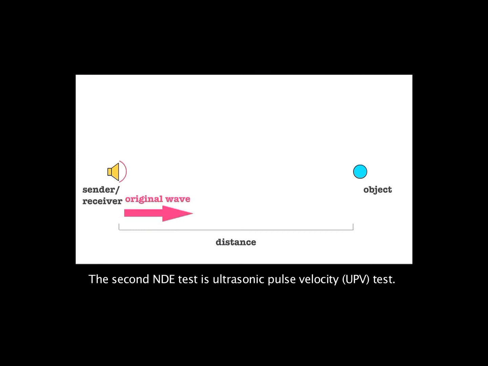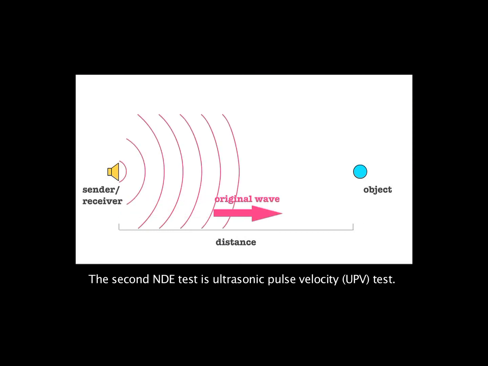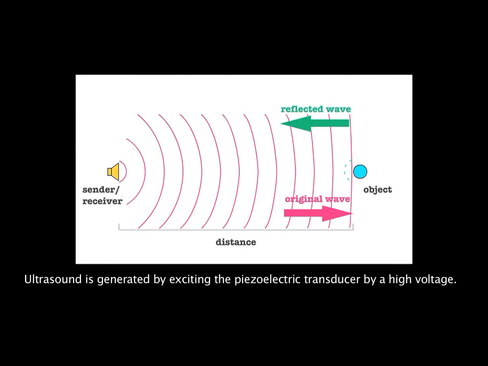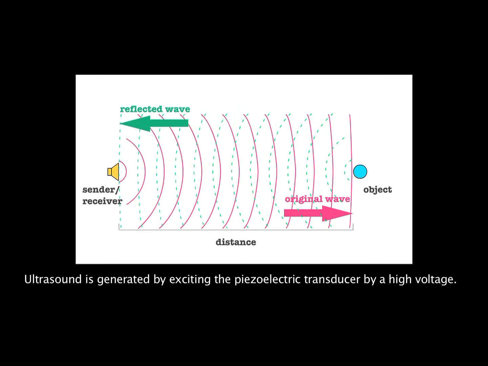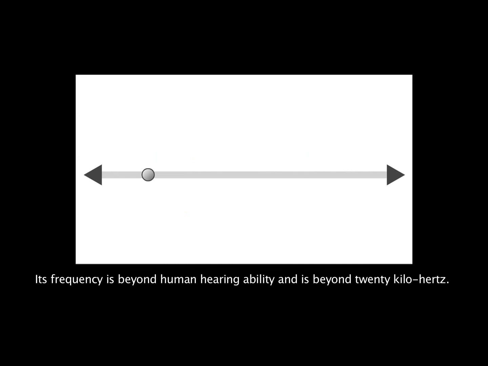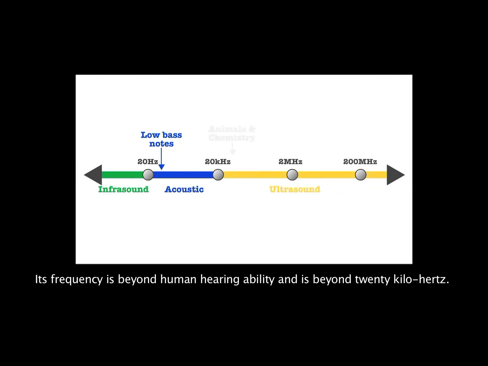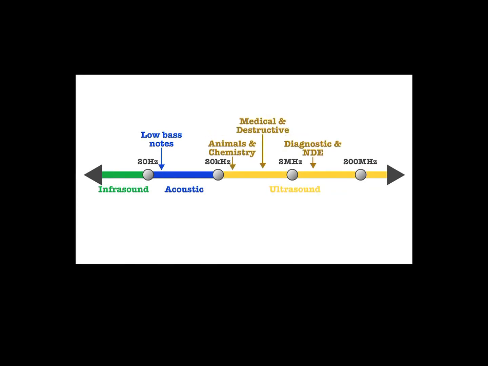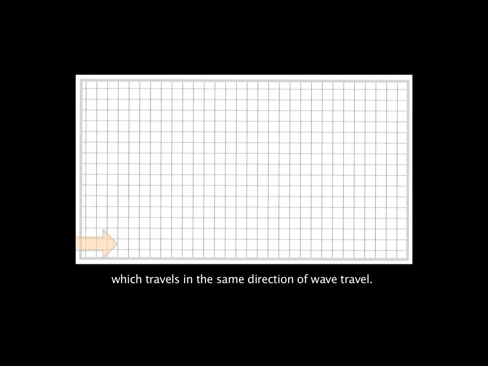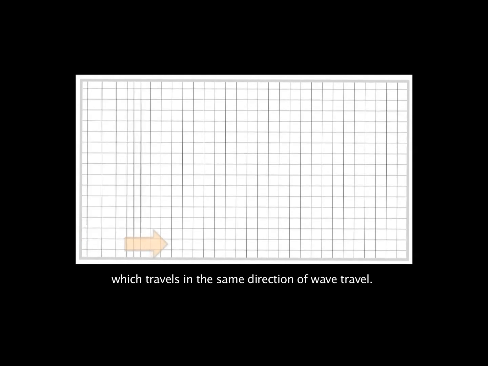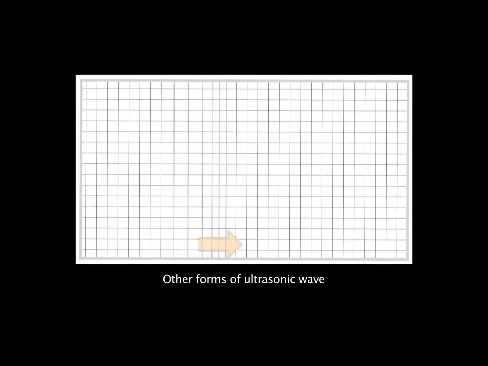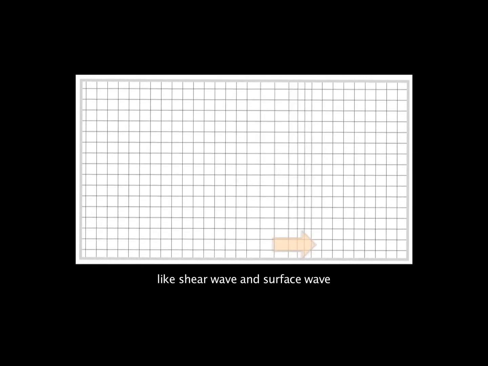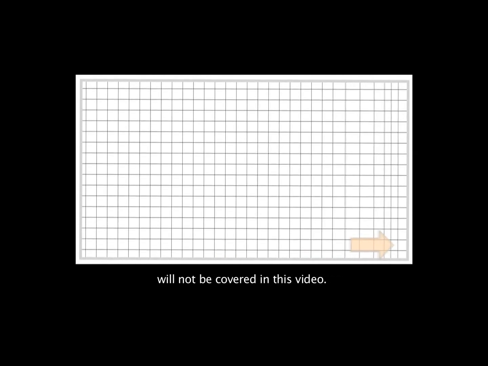The second NDE test is the ultrasonic pulse velocity, UPV test. Ultrasound is generated by exciting the piezoelectric transducer by a high voltage. Its frequency is beyond human hearing ability and is beyond 20 kHz. In this video, we will only focus on the compression wave, which travels in the same direction of wave travel. Other forms of ultrasonic wave, like shear wave and surface wave, will not be covered in this video.